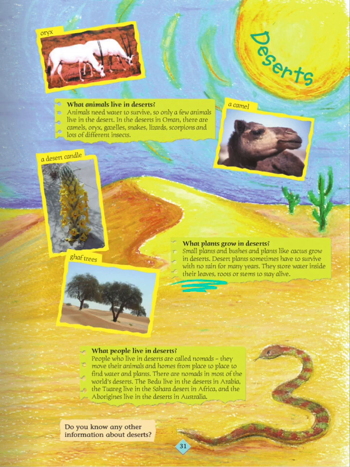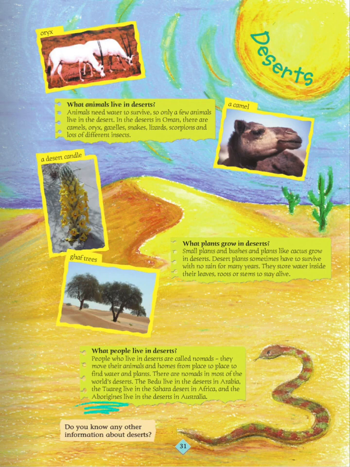What plants grow in deserts? Small plants and bushes and plants like cactus grow in deserts. Desert plants sometimes have to survive with no rain for many years. They store water inside their leaves, roots, or stems to stay alive.